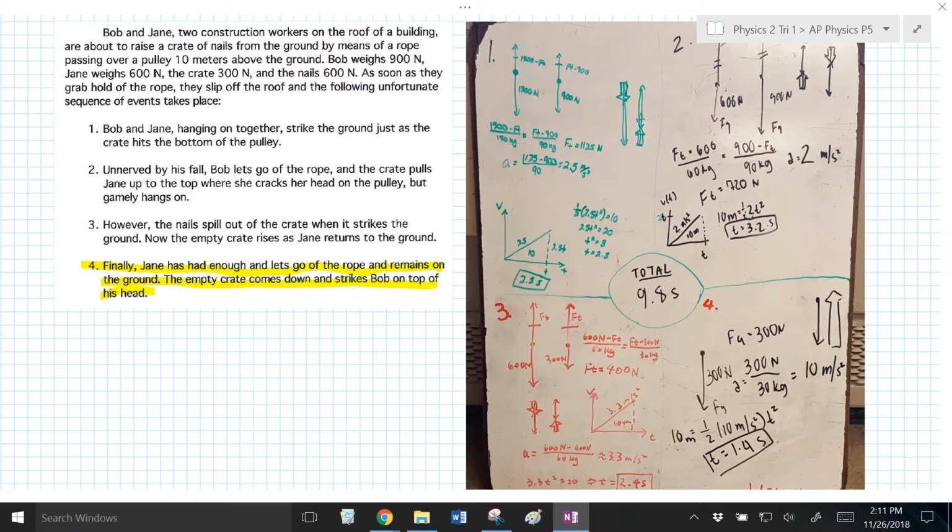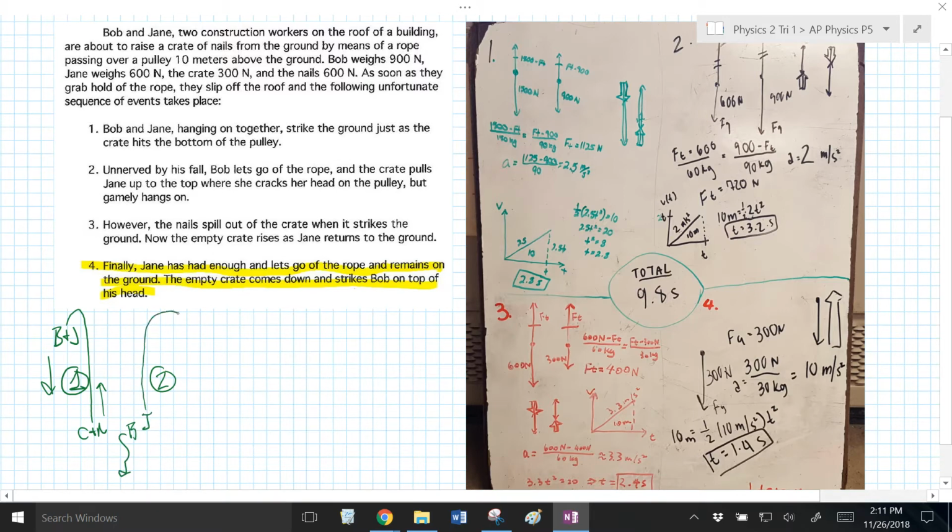So again, what's happening in situation one, you've got Bob and Jane hanging together. I guess I can draw this on the thing. So situation one, Bob and Jane are up at roof level, and you've got a crate and nails down at the ground. So Bob and Jane are going to go down, crate and nails are going to go up. Situation two, Bob is going to let go. So now it's just Jane hanging onto the rope, crate and nails on the other end.